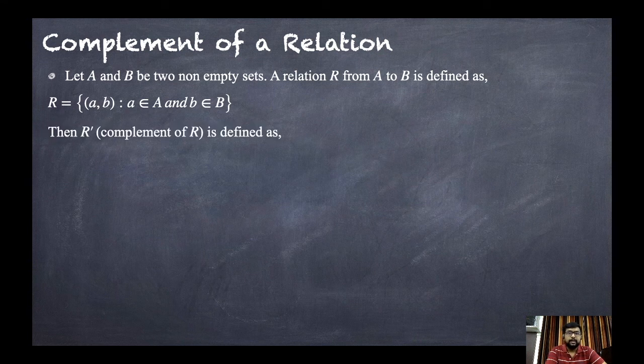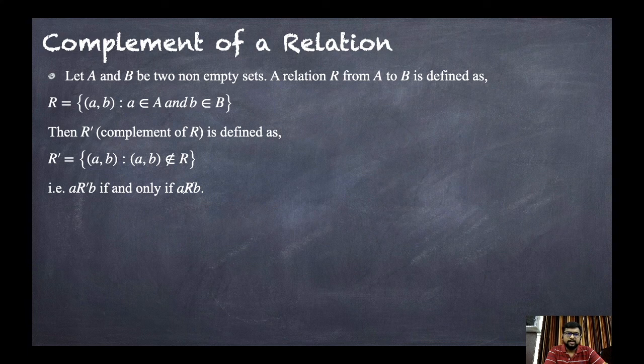Then the complement is denoted as R dash. It is defined as R dash equals the set of all (a, b) such that this (a, b) does not belong to R. So all those elements which are in R are not in the complement, so (a, b) does not belong to R. That is, a is R dash related to b if and only if a is not related to b.